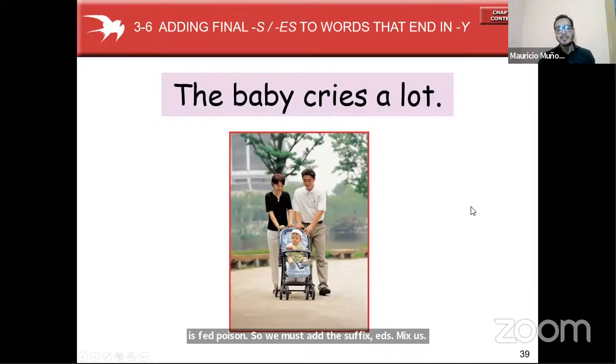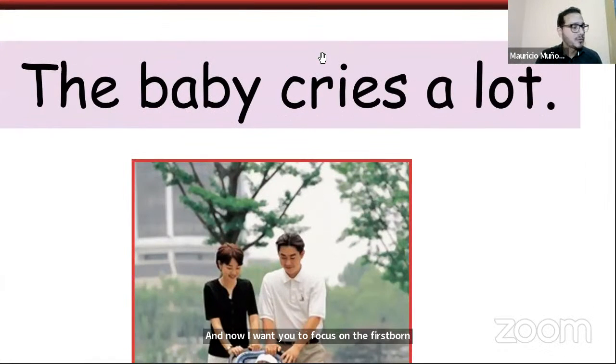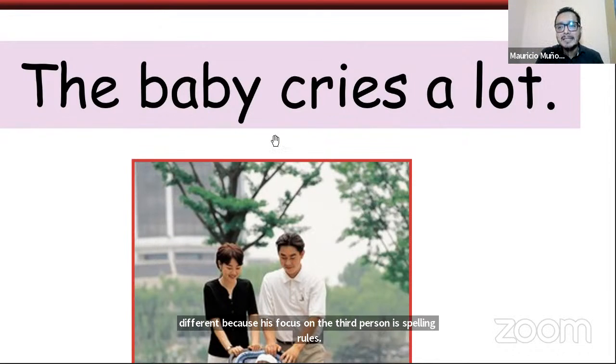Okay, now let's continue. As you can see, we have a very nice picture. It's a family, the husband, the wife, and the baby. You see? Wow, that's fantastic. They push a carry cart, or a baby cart. And now I want you to focus on the first part in here. The baby cries a lot. Cries. Do you see the suffix? ¿Puede observar este sufijo? Proviene del verbo llorar, cry. Obviously, it's different because it's focused on the third person spelling rules. The baby cries a lot.